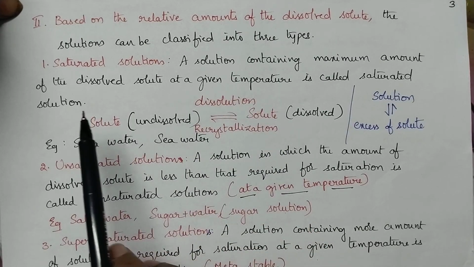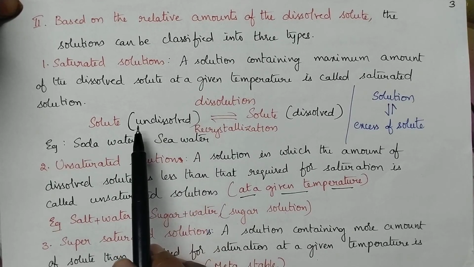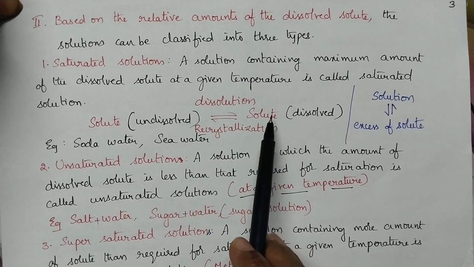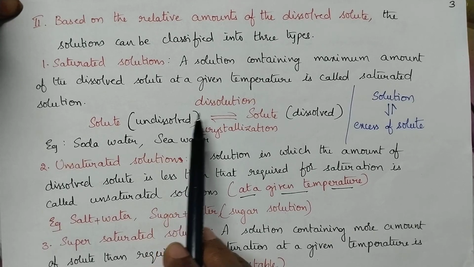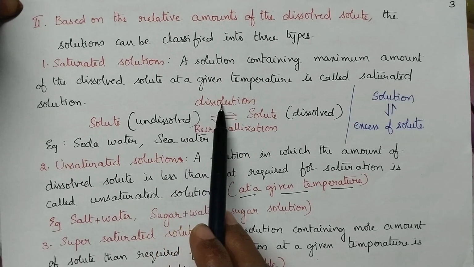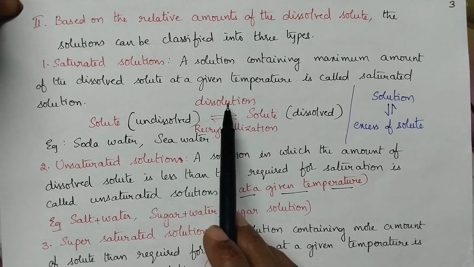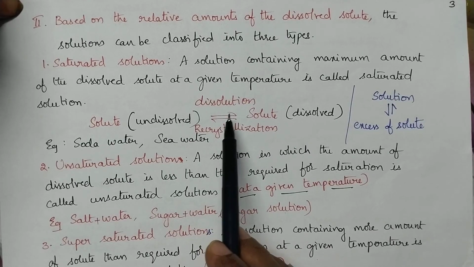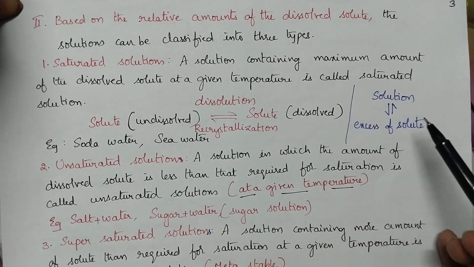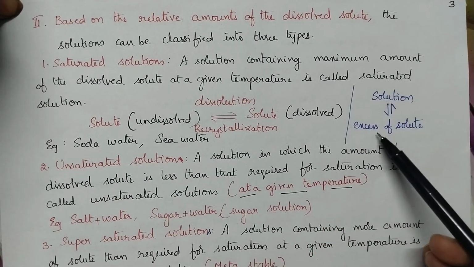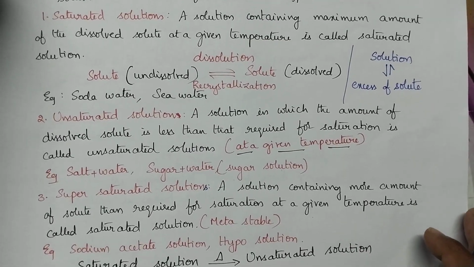So, always in a saturated solution, there exists a dynamic equilibrium between the undissolved solute and the dissolved solute. That means in a saturated solution, always two types of processes take place. One is the dissolution of the solute and the other is recrystallization of the solute. Both take place in opposite directions. Simply we can say that in a saturated solution, there always exists a dynamic equilibrium between the solution and the excess of solute. Is it clear about the saturated solution, students?